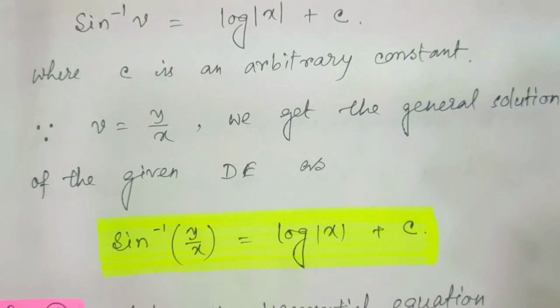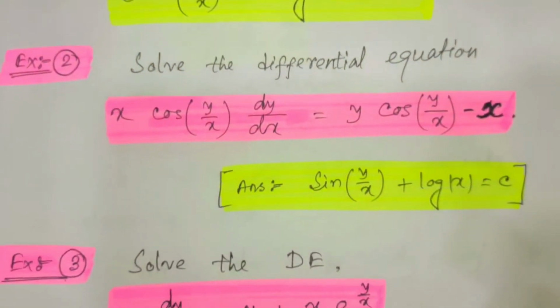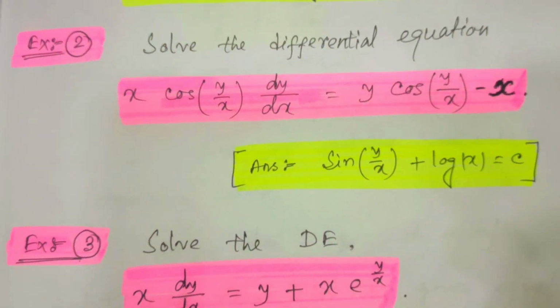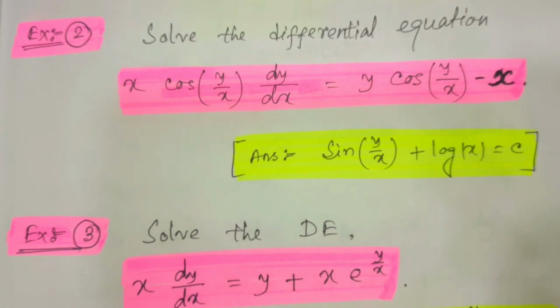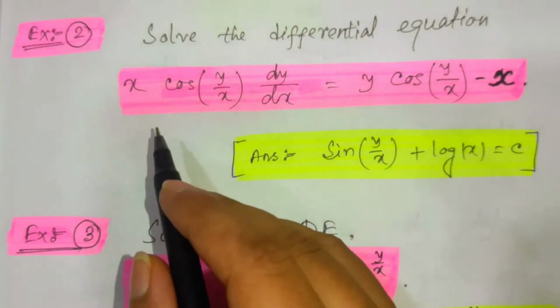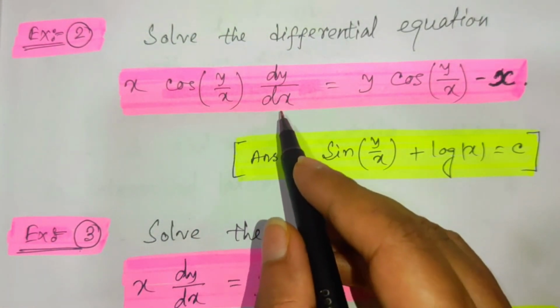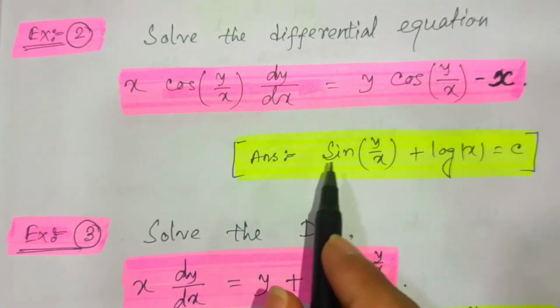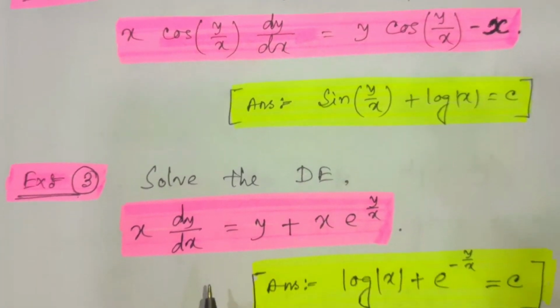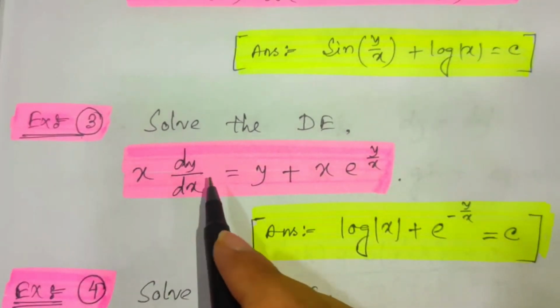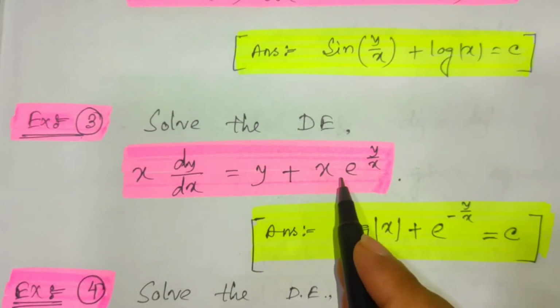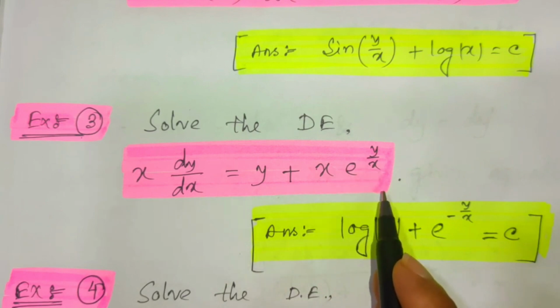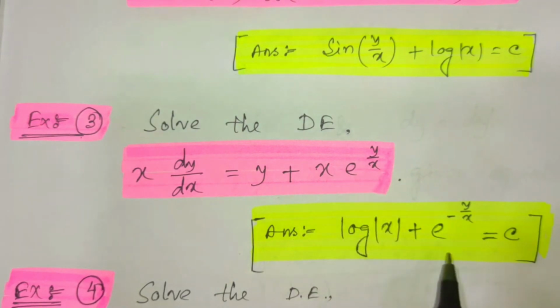So I hope you understand the method. Now here are a few questions for your reference. Solve them by yourself and ensure that you understand the method quite well. The first question for you is x cos y by x into dy by dx is equals to y cos y by x minus x. Here is its solution. One more question for you is x dy by dx is equals to y plus x e to the power y by x. Solve this one and here is the solution for you.